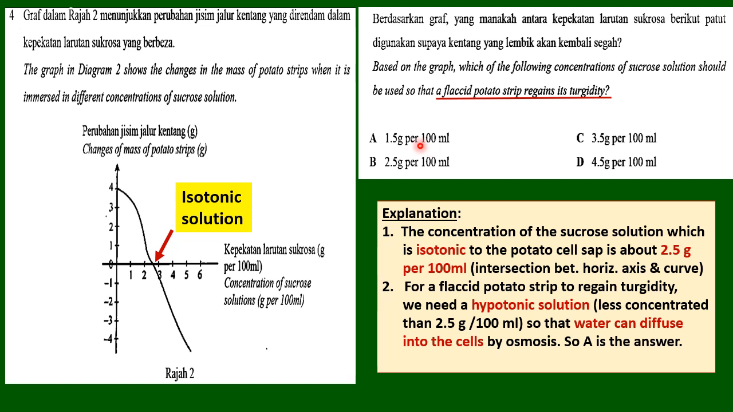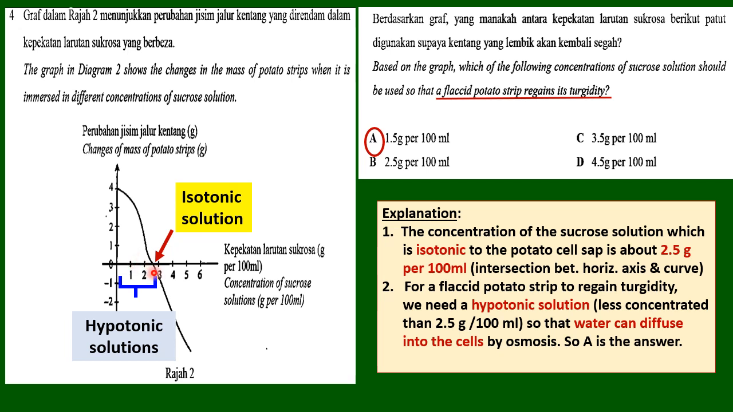So out of these 4 choices, we can see that only A is the hypotonic solution, because the value of it is less than 2.5 or 2.6 grams per 100 ml. B is the isotonic solution, C and D are hypertonic solutions, as can be seen from this graph. So A is the answer, and from the graph we can see A is a hypotonic solution, falls somewhere here.